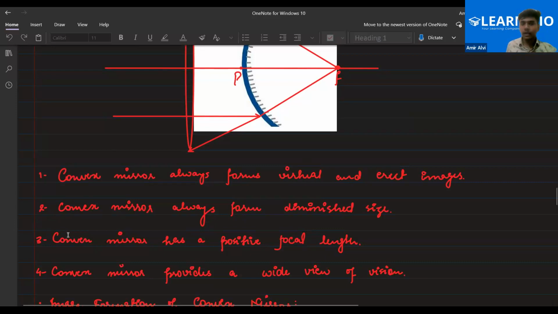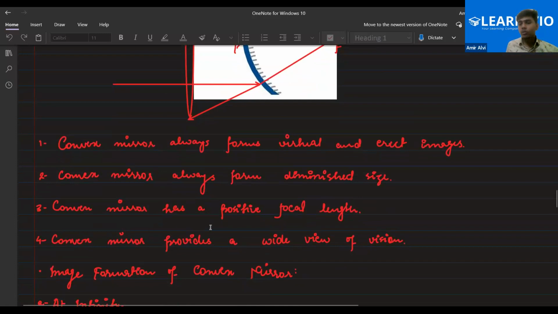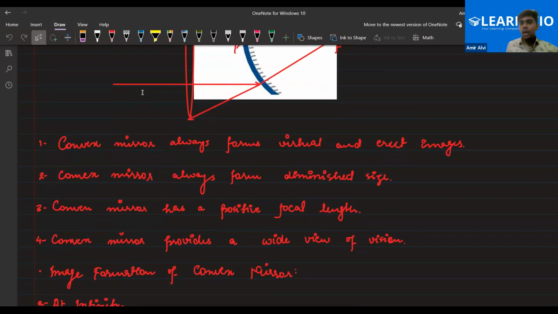And a convex mirror has a positive focal length. I've told you that whenever the word concave comes, for a lens or a mirror, the focal length is negative. Whenever the word convex comes into the scenario, for a lens or a mirror, the focal length is positive. So concave means, whether lens or mirror, negative. Convex means, whether lens or mirror, positive. Clear, everyone?